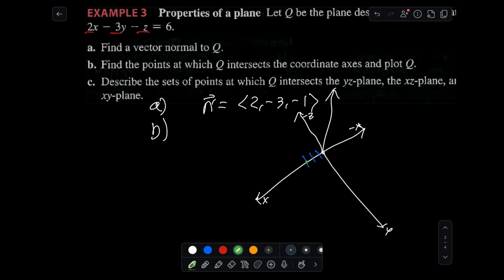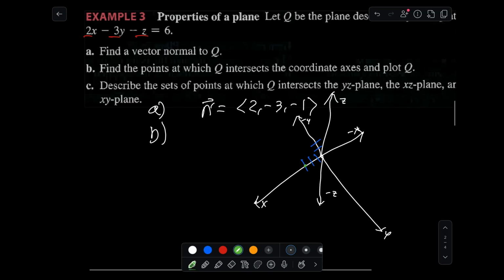When x and z are 0, y is going to be -2. And this should actually be a negative y. Oops, that's a bit of a miss. And this should be a negative z down here. And this should be green like that.